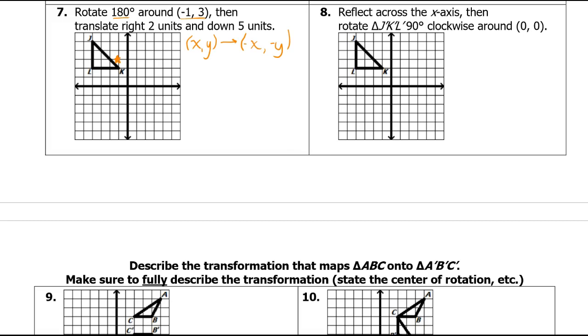From the star to get to point K, I just have to go down 1 unit.